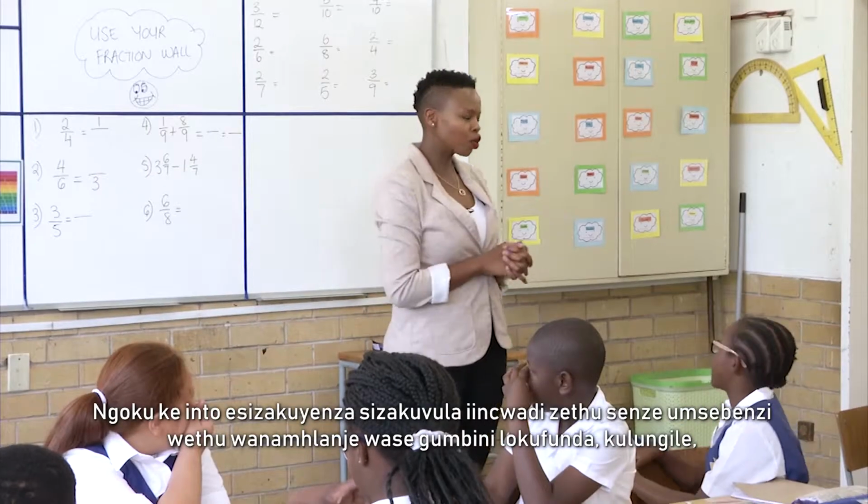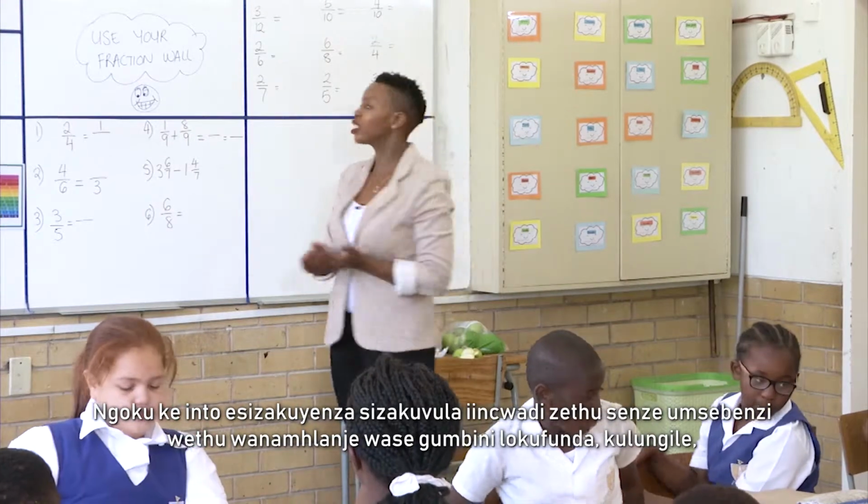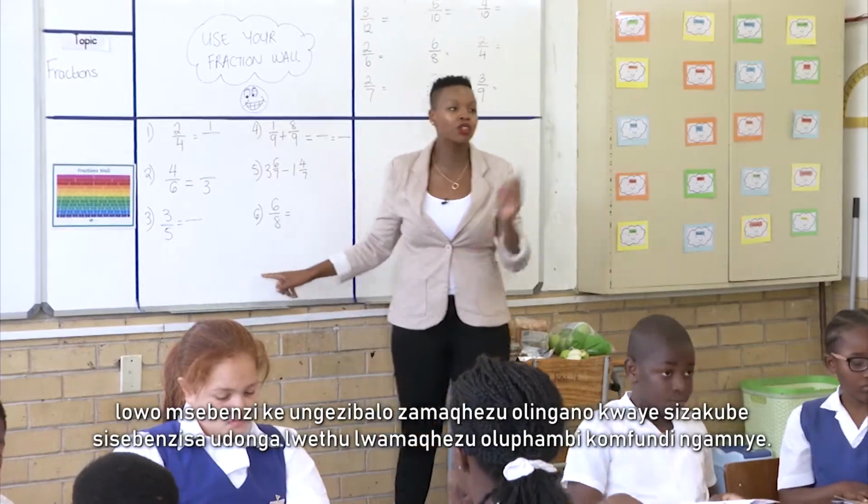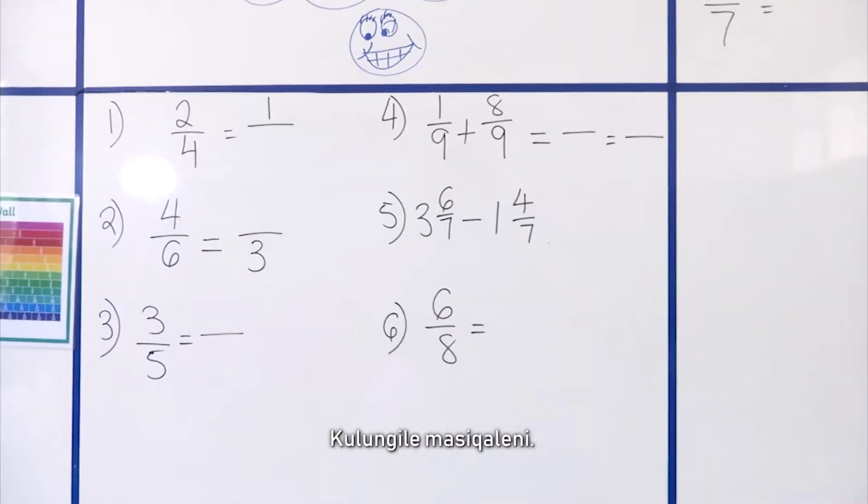So if they all tap their heads or do something funny, then they can be more open with the teacher. So now what we're going to do, we're going to open our books and we're going to do today's classwork, all right, which is working out equivalent fractions using the fraction wall in front of you. All right, let's get started.